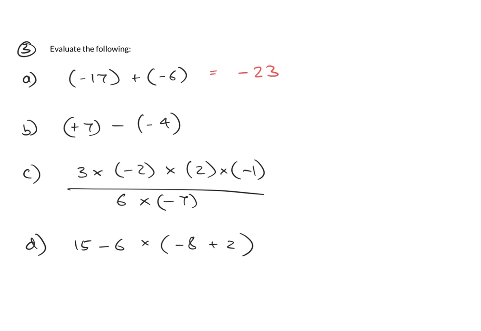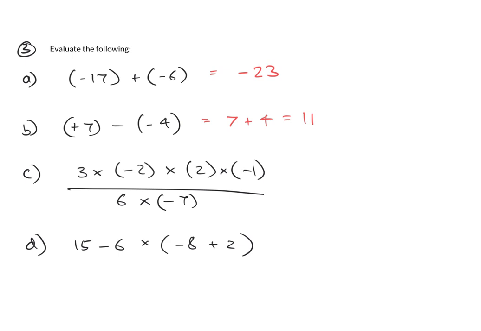For part B, I have positive 7 minus minus 4. Now remember, when you subtract a negative, it's the same as adding that number. So in fact, what I have here is 7 plus 4, which is equal to 11. A common mistake would be just to do 7 take away 4, which would give you 3, but that would be the wrong answer. It's minus a negative, so taking away a negative is the same as adding, so the answer here is 11.